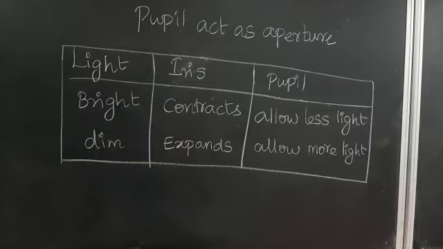What is an aperture? Suppose you take an A4 sheet of paper and make a small hole, and sunlight passes through that hole, right? Only a very minimal amount of light can enter through that hole, right? Similarly, the pupil acts in the same way, and that kind of setup is called an aperture. Similarly, the pupil will also act to allow less light as well as more light.